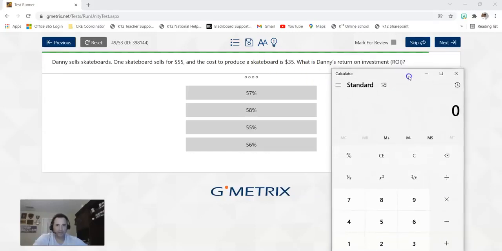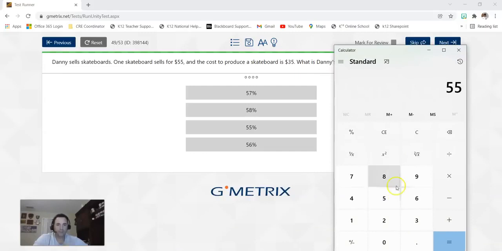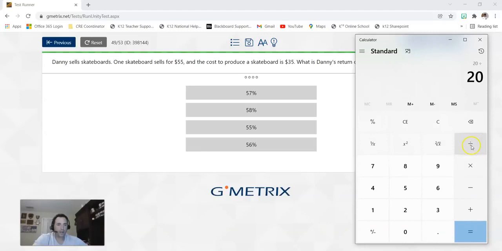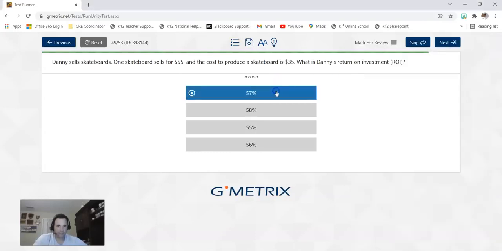So here's how we calculate it. We have $55, which is what we're selling the skateboard for. It costs us $35. So we have a $20 profit. Our cost is $35. So that means we are making 0.57, which is a 57% profit. So we produce a skateboard for $35, make a 57% profit, and sell it for $55. There we go.